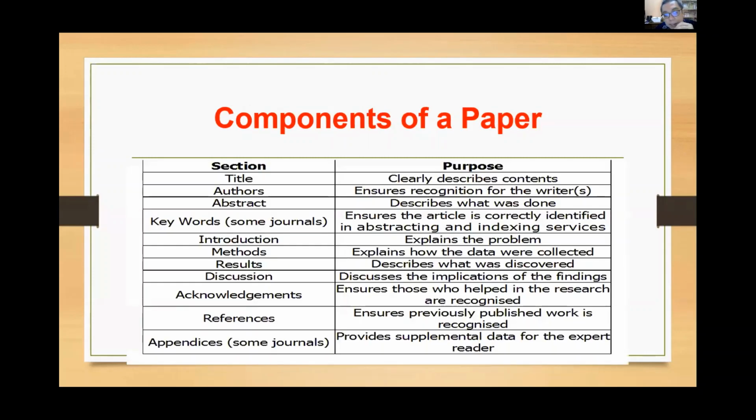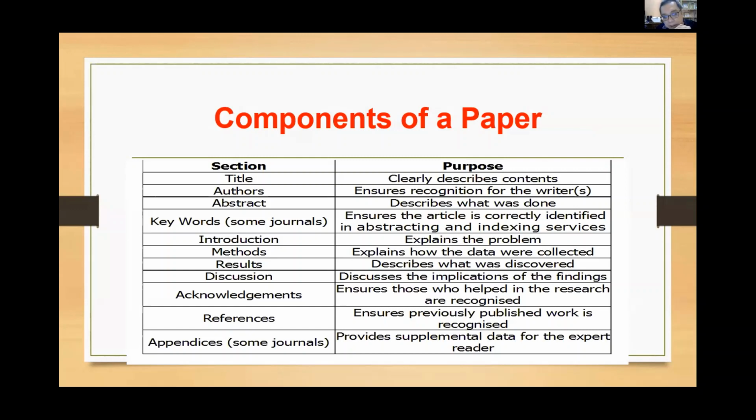So here I just generally introduce the components of a paper. The paper consists of the title, of course, secondly the authors with affiliation, then abstract and keywords, which have been emphasized by Prof. Farida. And then followed by the introduction, method, result, discussion, acknowledgement, reference, and appendix if you have any. Each of them plays a different purpose.